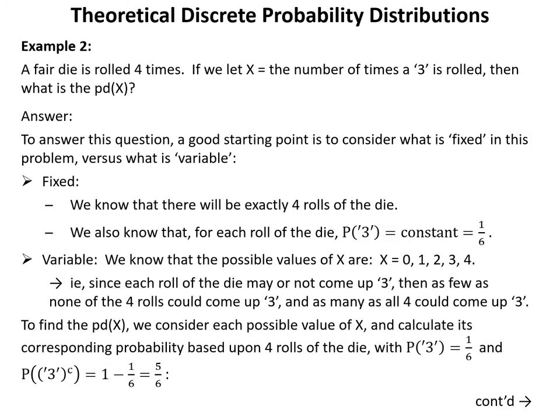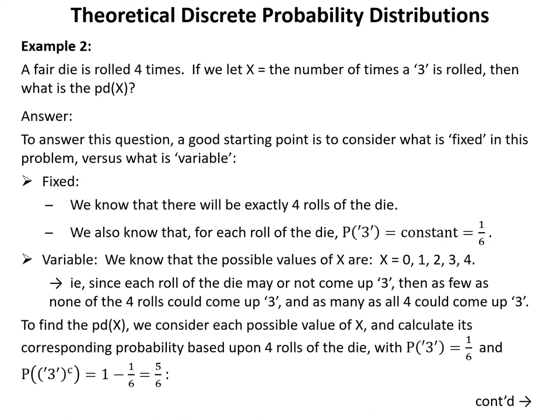In example two, a fair die is rolled four times. If we let X equal the number of times a 3 comes up, then what is the probability distribution for X? So to answer that question, a good starting point is to consider what is fixed in this problem versus what is variable. So what is fixed here, in other words, what's constant, what isn't under any uncertainty, but rather what is certain, is that we know there will be exactly four rolls of the die.